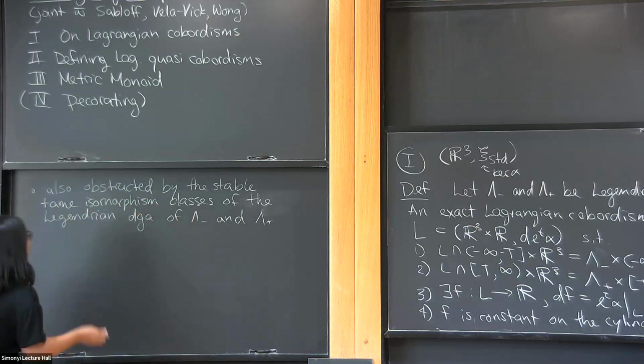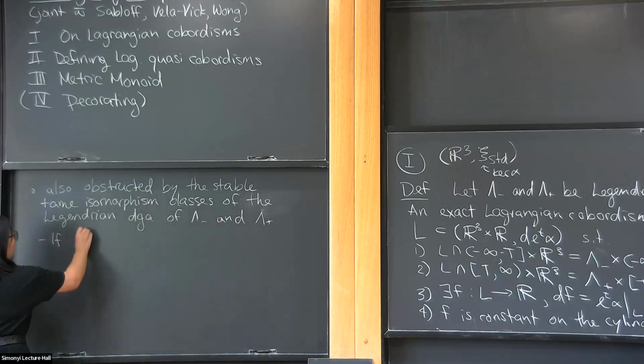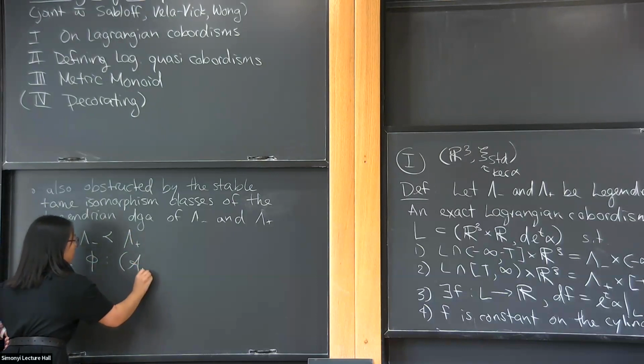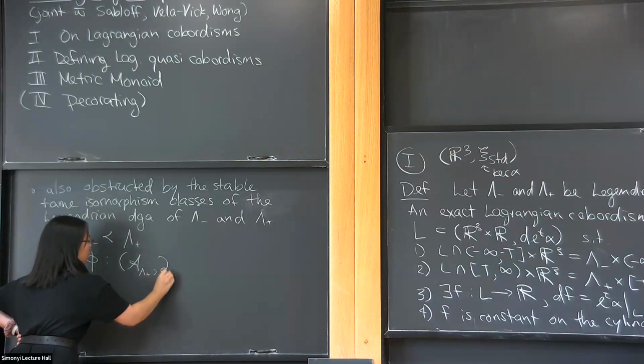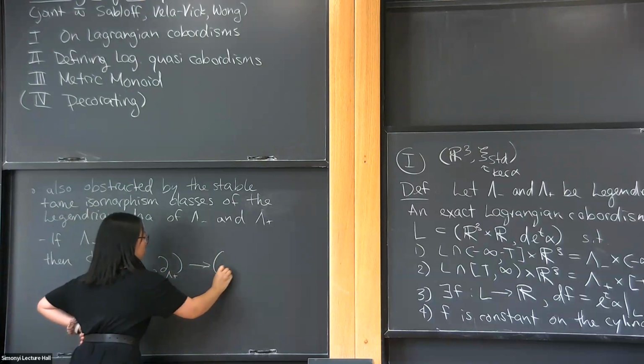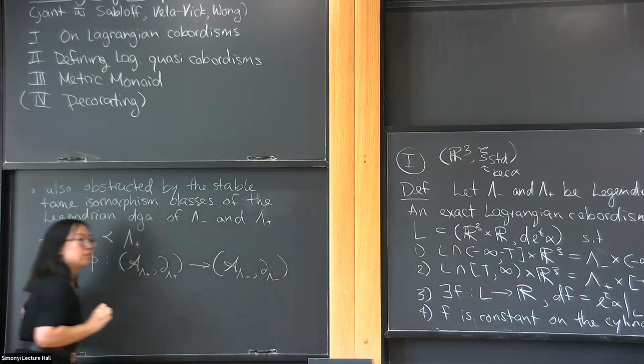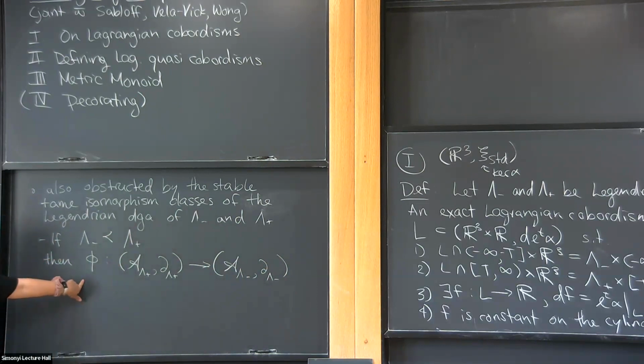So if I have a cobordism from lambda minus to lambda plus, then I have a map that goes from the DGA of lambda plus to the DGA of lambda minus, right? And this is going to be a DGA map here. And so I'm going to have augmentations being sent to augmentations and all kinds of other nice behavior here. So if I can break this map, then I can show that there's no Lagrangian cobordism.